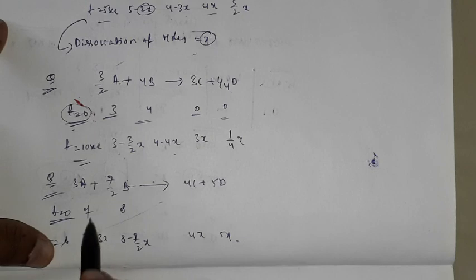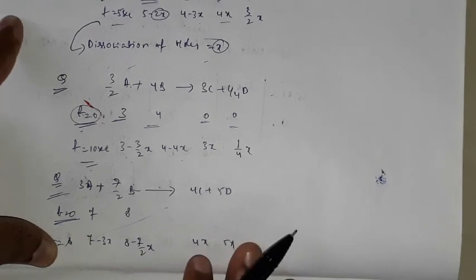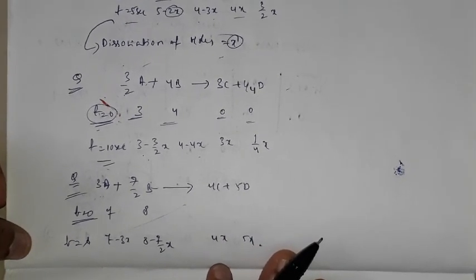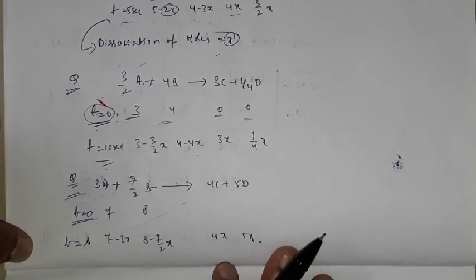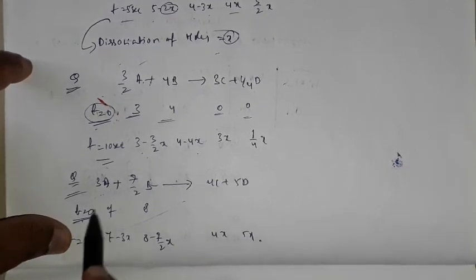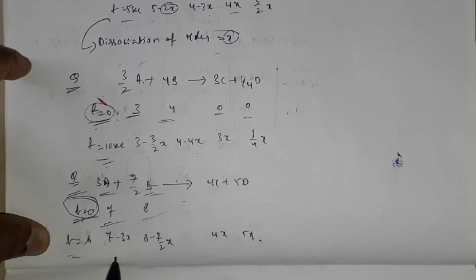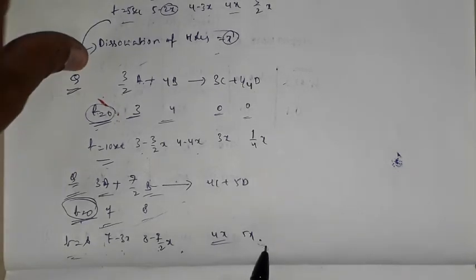Now in this case, another question I am going to discuss. 3A plus 7 by 2B gives rise to 4C plus 5D. In this case, at t equal to 0, A is 7 moles, B is 8 moles, and after time 8 seconds, the A left is 7 minus 3x and B left is 8 minus 7 by 2x, and formed C is 4x, formed D is 5x.